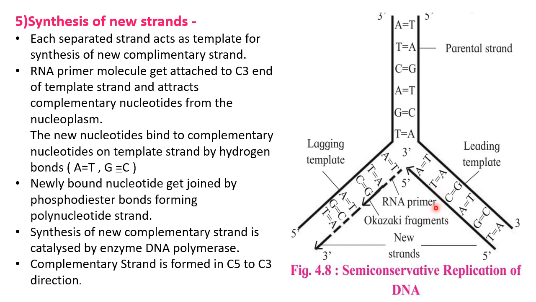So the complementary strand is always formed in the C5 to C3 direction, as we can see here. Then on the opposite side we can see that the complementary strand is also formed in the C5 to C3 direction. So in this way, after the unwinding of the DNA molecule, two new strands are produced on the old strands, which are called template strands.